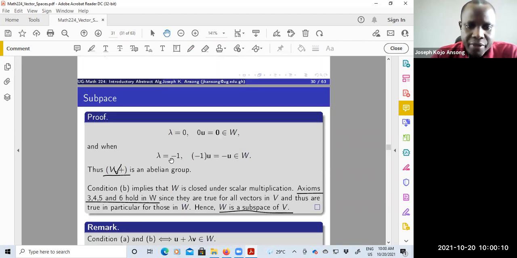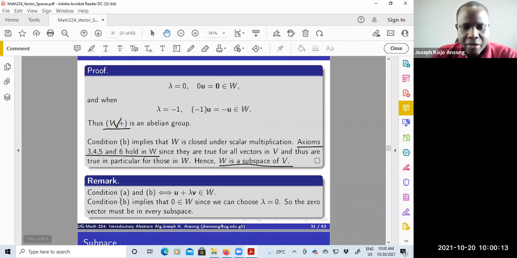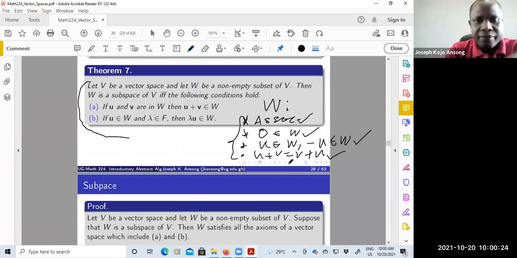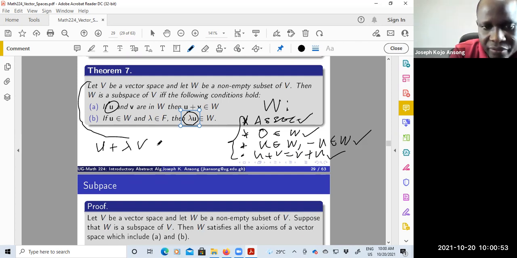Okay, good. So here's a remark. From condition A and B, you can derive this, right? Let me write this out. If I take any two elements in W, the sum is also in W. Well, if I multiply a scalar by any vector in W, the scalar multiplication of that is also in W. So that means that U is an element in W. If I add any two elements in W, it could be U or V, that must also be in W. So you can combine these two to get this.